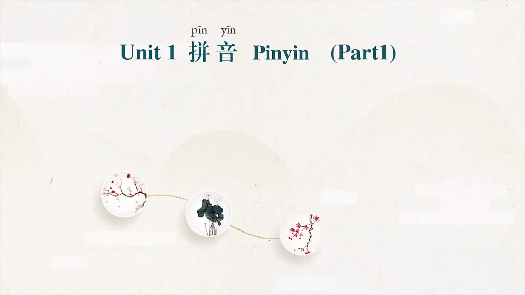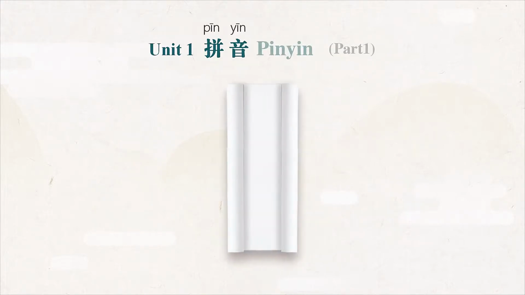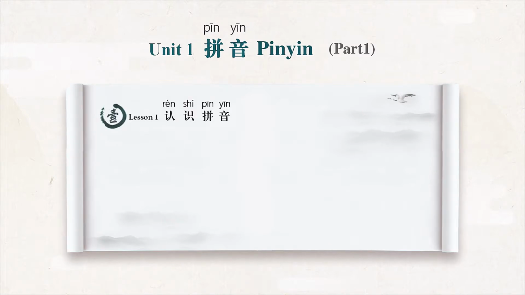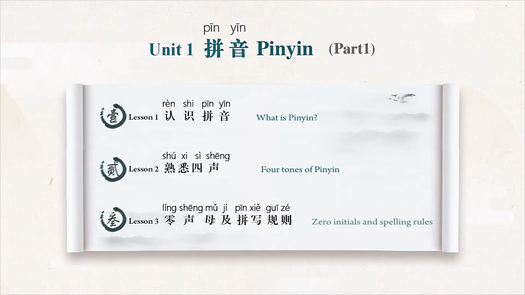Let's get started with Unit 1 Pinyin. In this unit, we're getting to know the Chinese pinyin system and how it works, including the following lessons. Lesson 1, 认识拼音. Lesson 2, 熟悉四声. Lesson 3, 零声母及拼写规则.